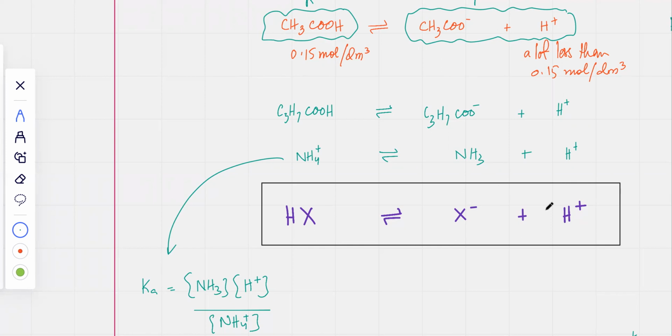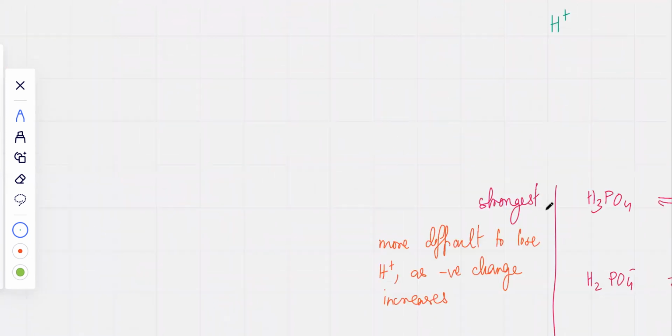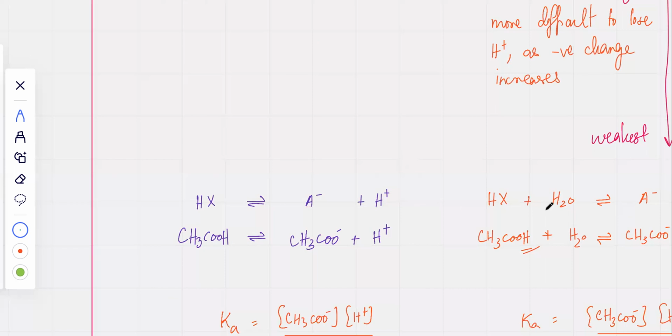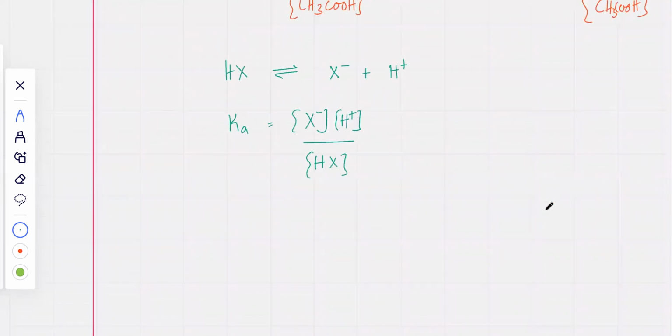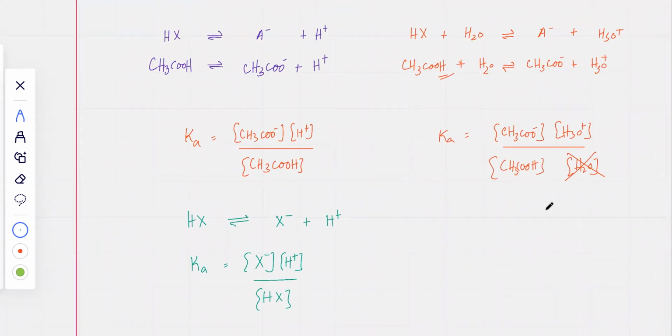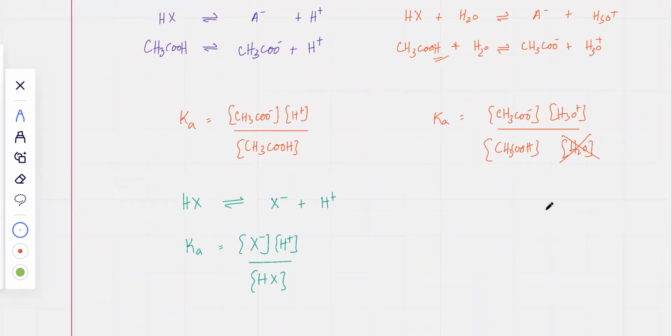Yes, sir. Just one question. Why are you writing Ka? Is it not Kc? Now it's an application. This is known as the dissociation constant. It's just like enthalpy change, like enthalpy of formation, enthalpy of combustion. They're all enthalpy changes, right? So you just give them different names. So this one is known as the dissociation constant, Ka. A stands for acid. It's the acid dissociation constant.